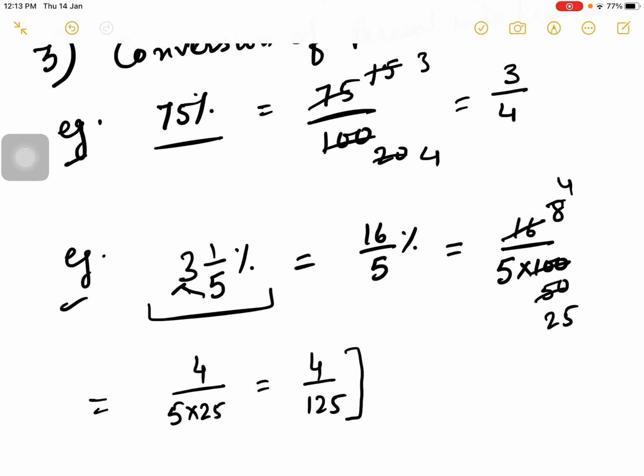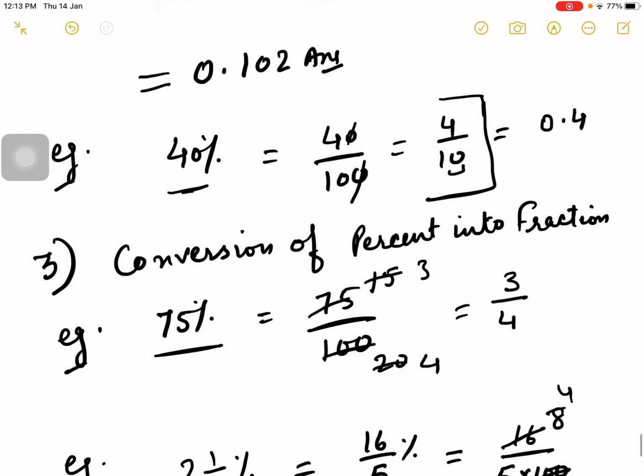Okay, so in this video we have converted decimal into percent, percent into decimal, and percentage into fraction. So watch this video repeatedly, then only you can solve exercise 7b.